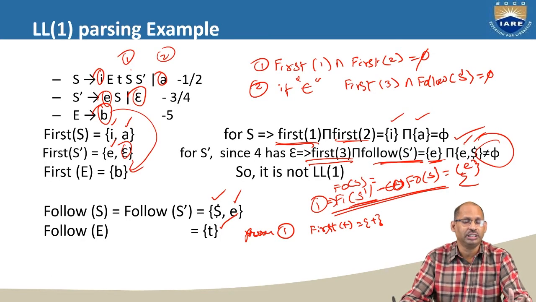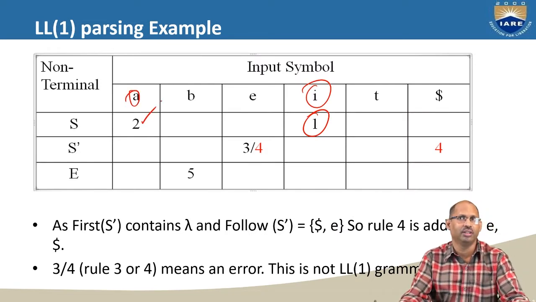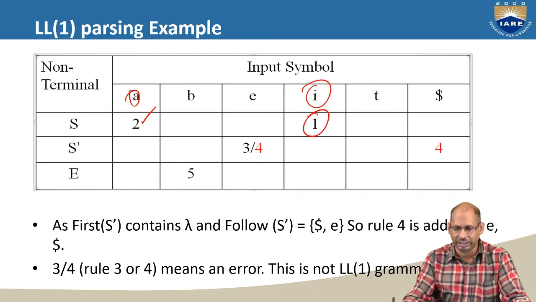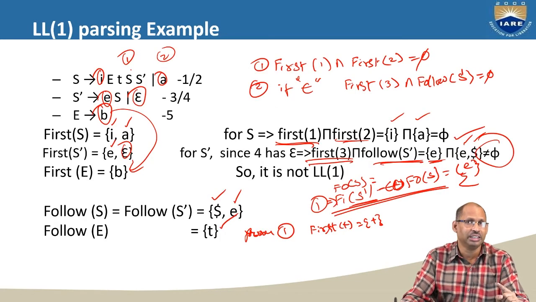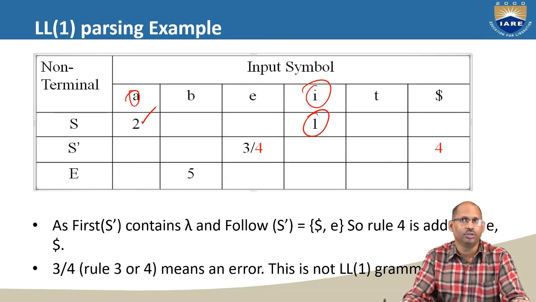From the second production, it is A. So from the second production, in the place of A, we write 2. Right?